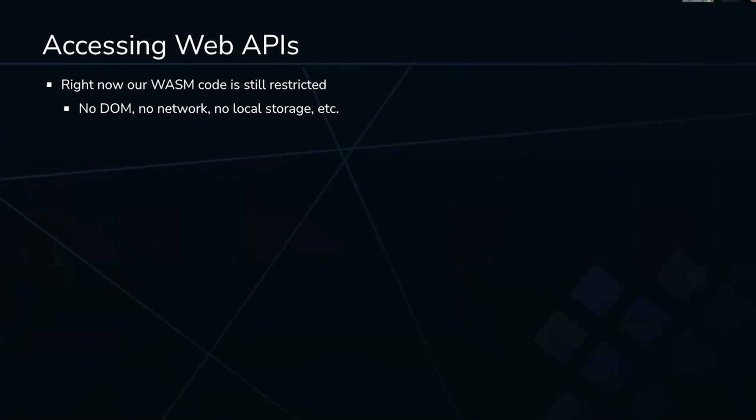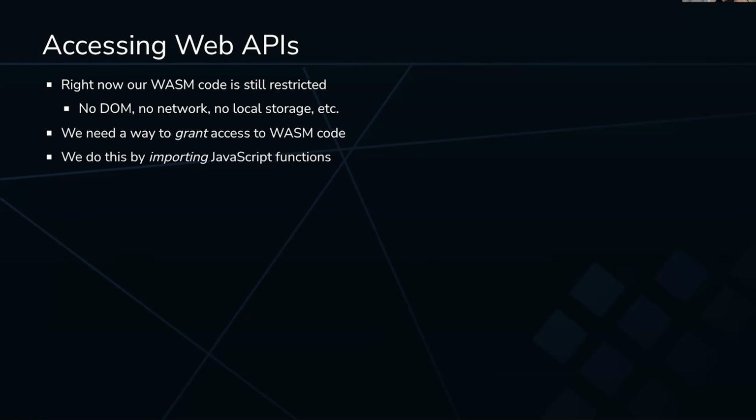So far, we've peeled out how these toolchains are passing structs and how they're passing strings. Some of these toolchains allow you to access web APIs, and there are frameworks out there, so how are they doing that bit? Our WASM code is still restricted: no DOM, no network, no local storage, no cookies, none of that. The trick is we need a way to grant access, and we do that by importing JavaScript functions. That same import statement we use to import memory is the same statement we use to import functionality.